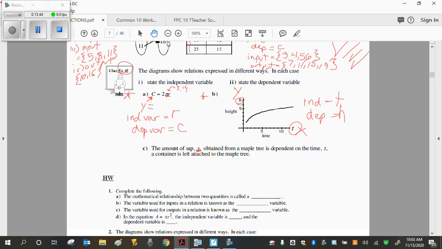And in C, it says S is dependent. So that's going to be good enough for me. Dependent variable is S. Independent is the other one. P marks the spot.